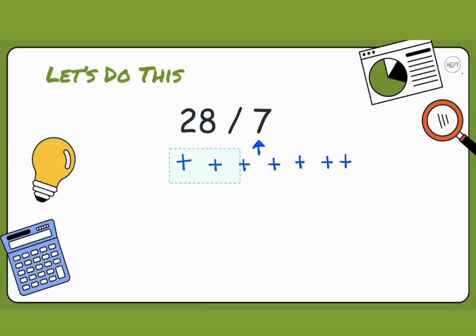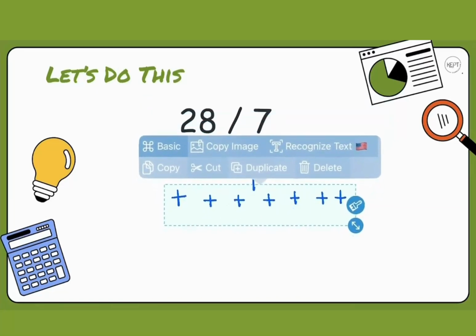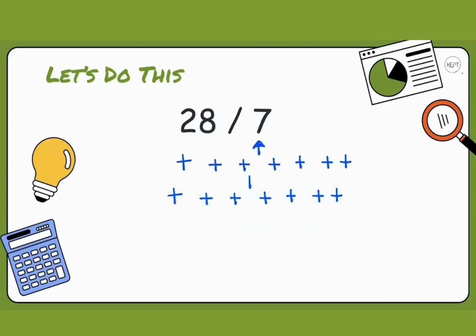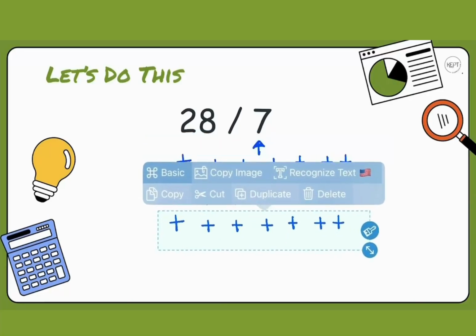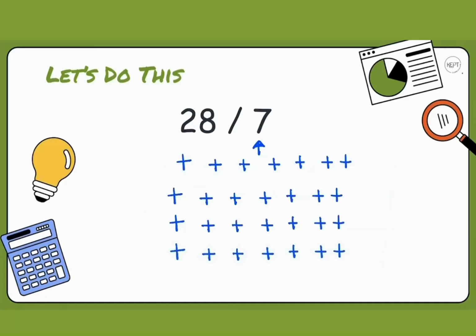So I'm going to copy these and I'm going to add those right below. When I add those there, that's only 14. So I need to make sure that I'm adding a few more because that's not enough. Let's duplicate that. That makes 21. Duplicate it again. Now we have a total of 28.